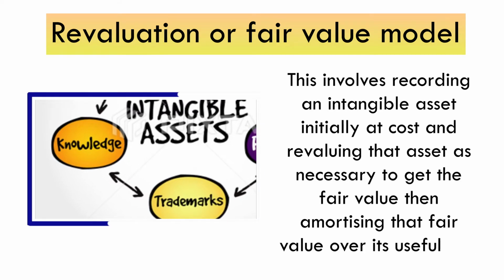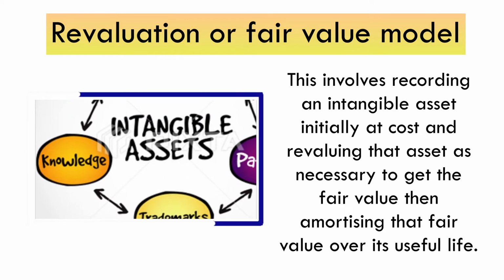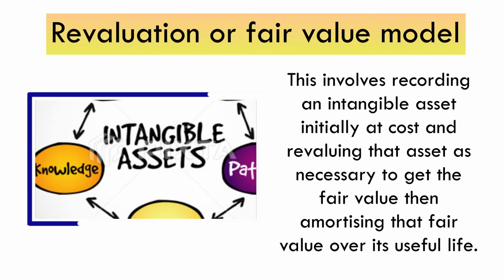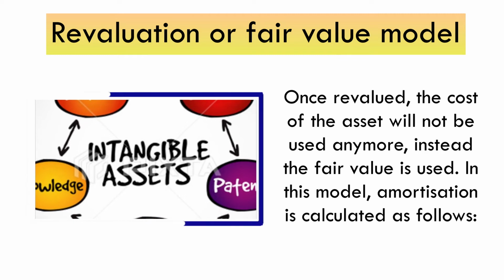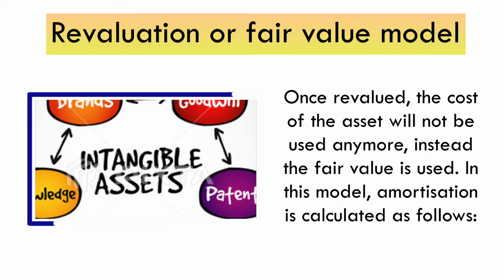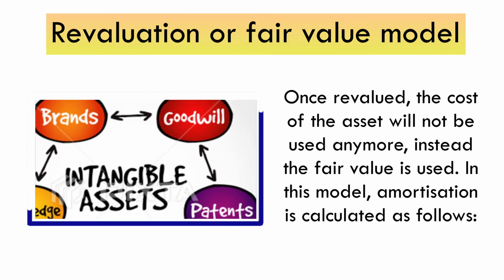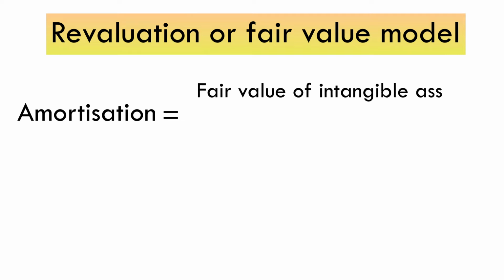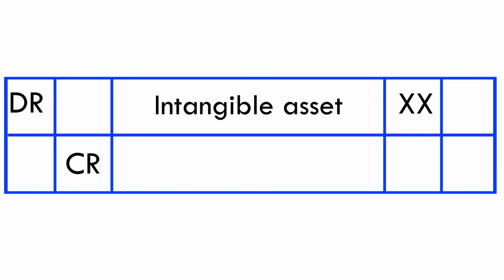Revaluation or fair value model. This involves recording an intangible asset initially at cost and revaluing that asset as necessary to get the fair value, then amortizing the fair value over its useful life. Once revalued, the cost of the asset will not be used anymore. Instead, the fair value will be used. In this model, amortization will be calculated as follows: you take the fair value of an intangible asset and you divide by its useful life. Revaluation obtained is recorded in the statement of other comprehensive income. Its double entry would be as follows: debit intangible asset and credit revaluation.